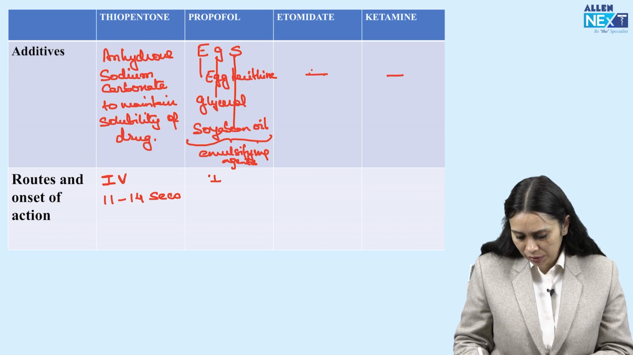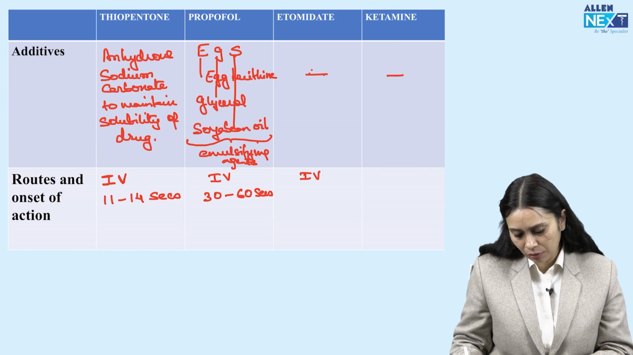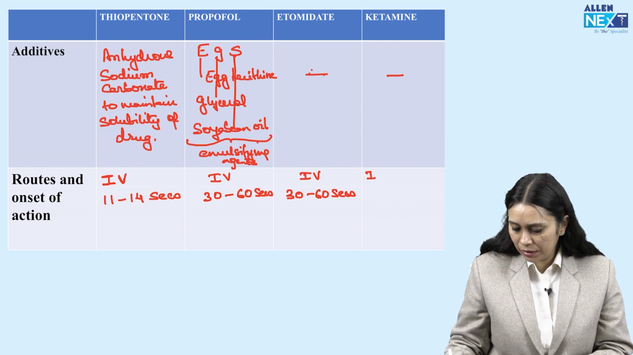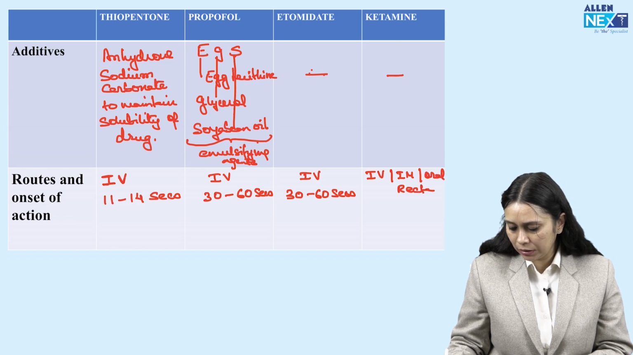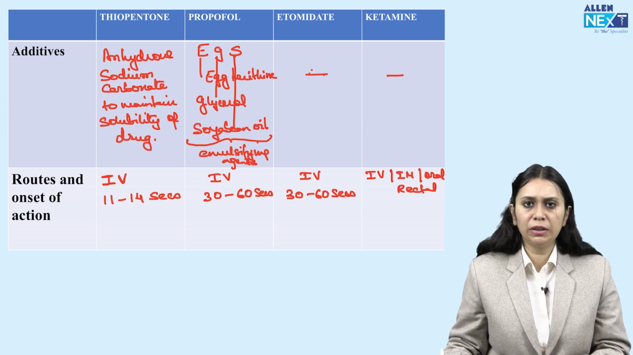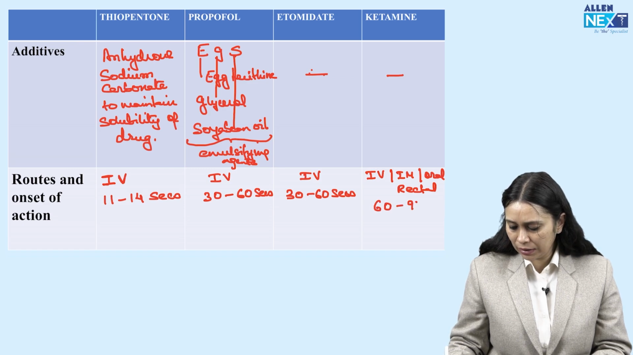Propofol is also given IV. Onset of action 30 to 60 seconds. Etomidate is also given only IV. Onset of action 30 to 60 seconds. And ketamine, it can be given IV, IM, oral, and rectal. It can be given by multiple routes. Onset of action varies from different routes, but IV is what I am writing, is 60 to 90 seconds.